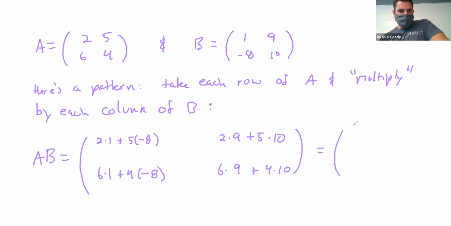And if you do the arithmetic, you get -38, and you get 68. You get -26. 6 times 9 is 54. 54 and 40 is 94. So if my arithmetic is not wrong, there you go.